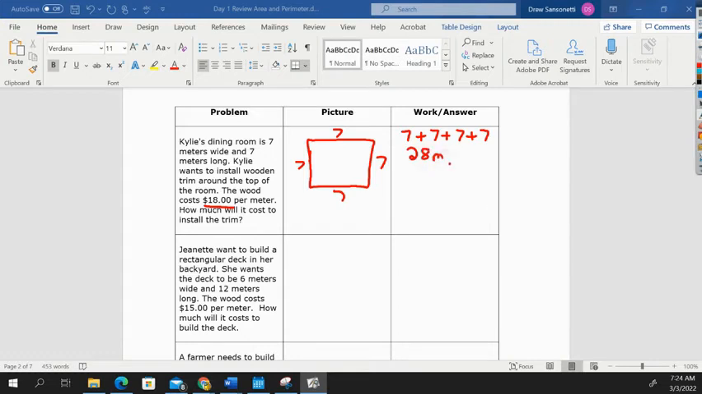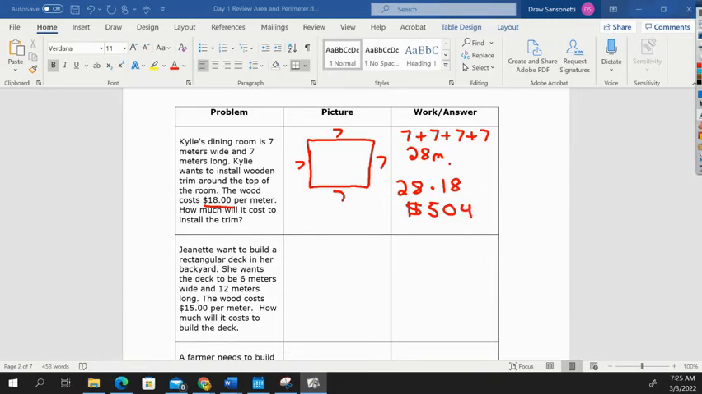But we're not finished yet because we have to pay for that wood. So we're going to take that 28 and multiply it by the $18, and then we'll have our final total price. 28 times 18. Whoops, let me clear my calculator. 28 times 18 is 504. So it's going to end up costing us $504.00 to put that wooden trim around the room.